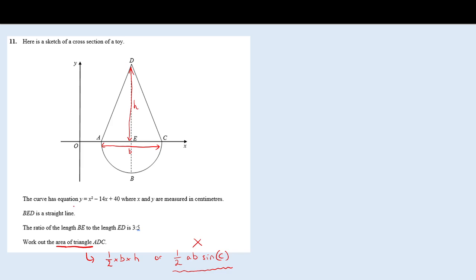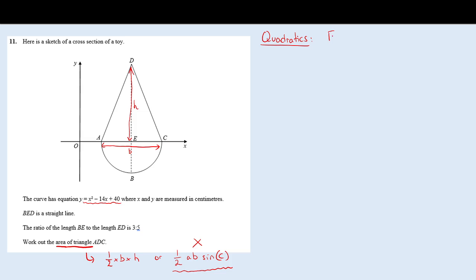We're also told that this curve has an equation x squared take away 14x plus 40, which is a quadratic. Now we can also think, what do we know about quadratics? What things can we do with them? So we've said, okay, what can we do with a formula? And with quadratics, we're thinking now, what do we know about quadratics? So we're putting two of our techniques together here.